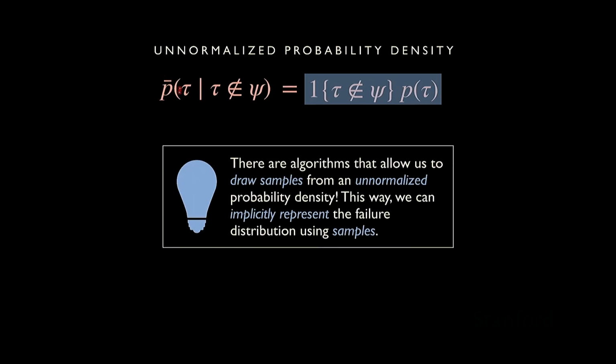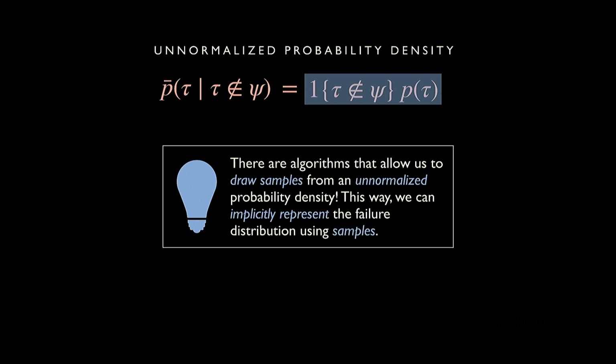So in this class, when we talk about unnormalized probability densities, we're often going to denote them with a bar over the variable. This is just showing us the unnormalized failure probability density, and it's equal to that numerator there.